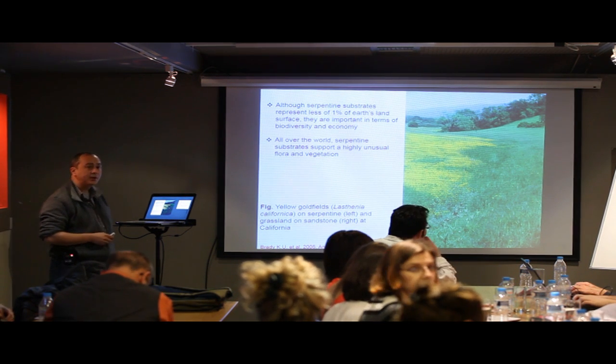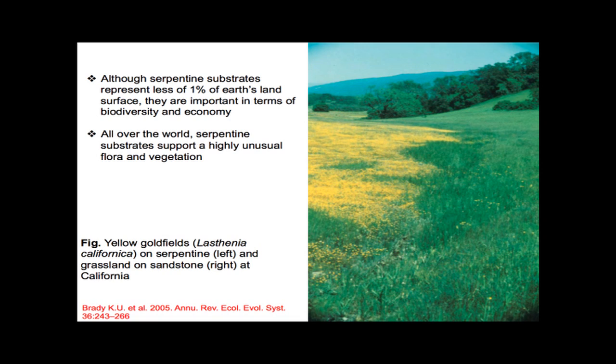The serpentine substrates, although they represent less than 1% of the Earth's land surface, are very important in terms of economy and biodiversity. What is special about serpentine substrates? They host a very unusual flora and vegetation. And also they have another characteristic: they are very infertile.